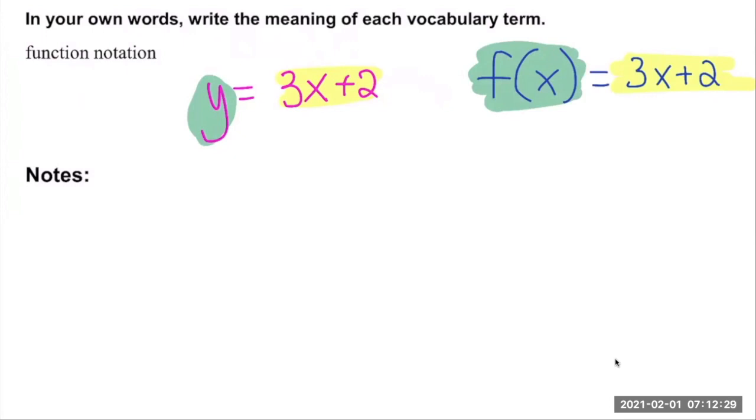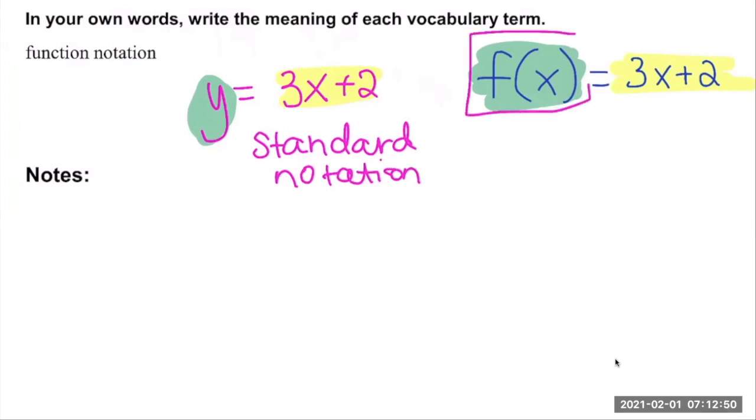So the way that this is written, the y equals 3x plus 2, that is standard notation. So that is stuff we've seen before. So this is standard notation. That shouldn't be new. We've seen y equals whatever the equation is. But when we see it with the f of x, that's definitely a little bit different.